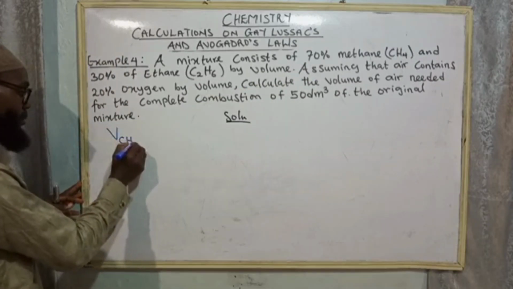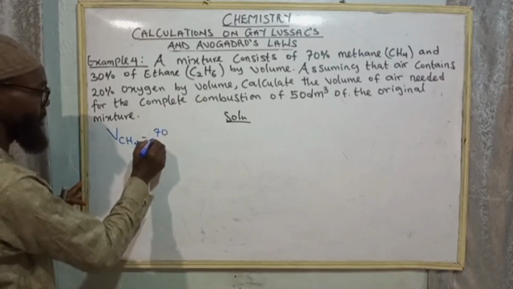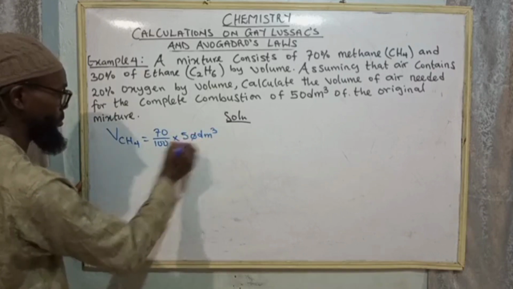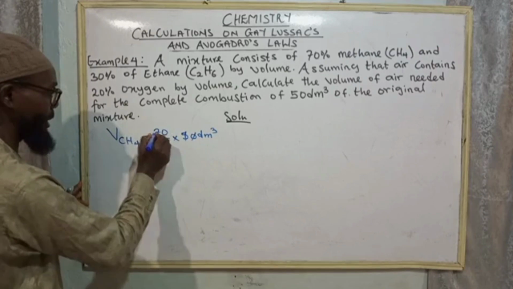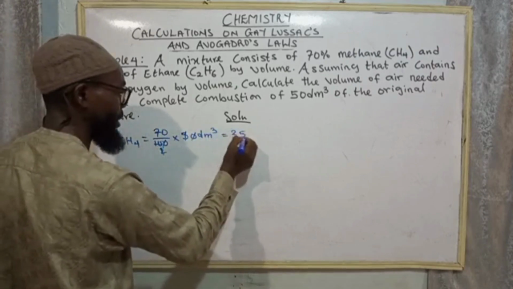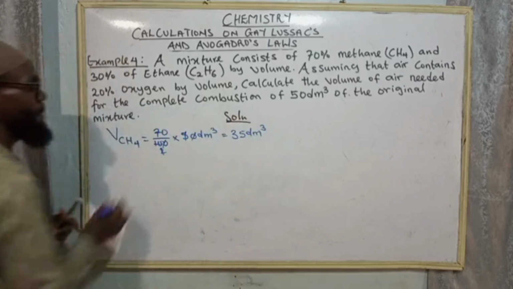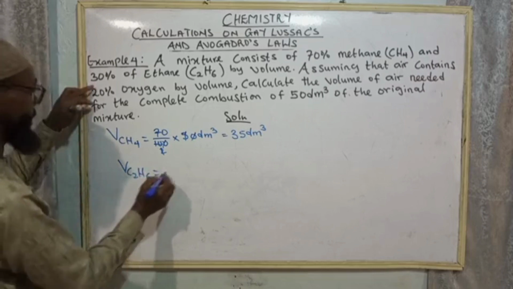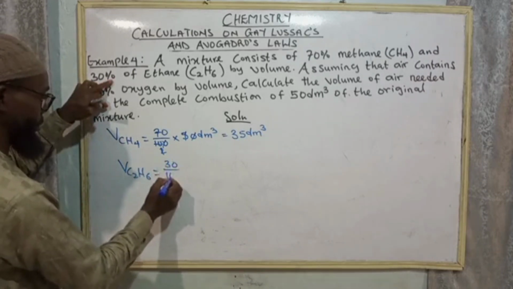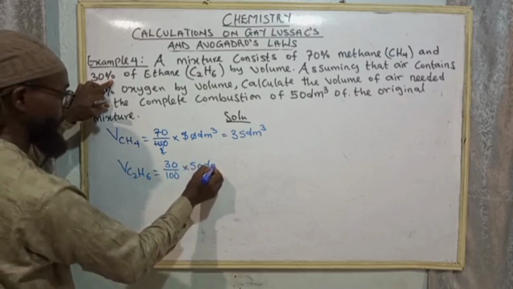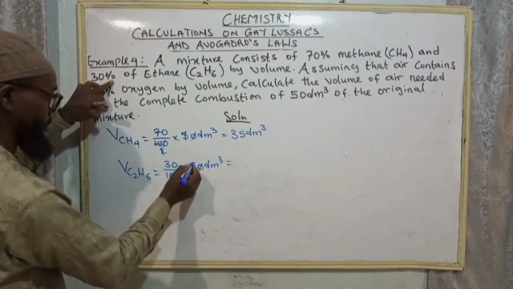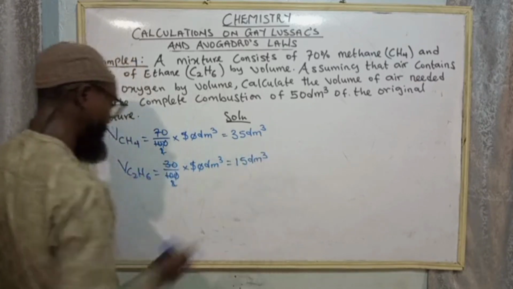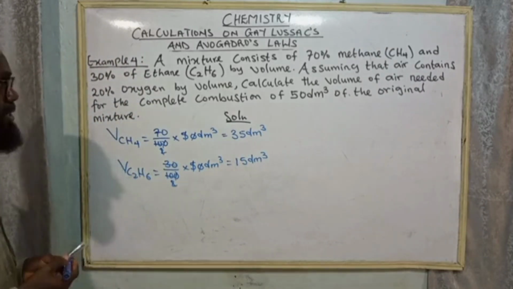Volume of methane will give us 70 over 100 multiplied by 50 decimeter cube. So I think this is 35 decimeter cube. Also, volume of ethane, that one also is 30 over 100 multiplied by 50 decimeter cube. That one is 15 decimeter cube. So that's the volume of methane and volume of ethane.